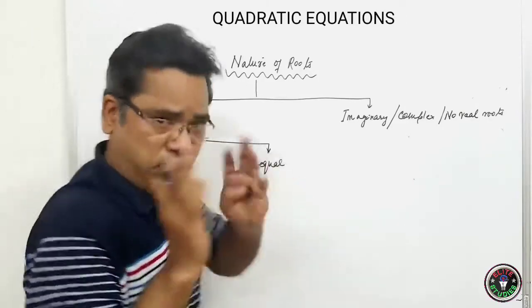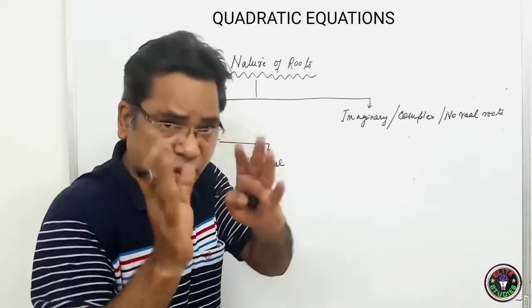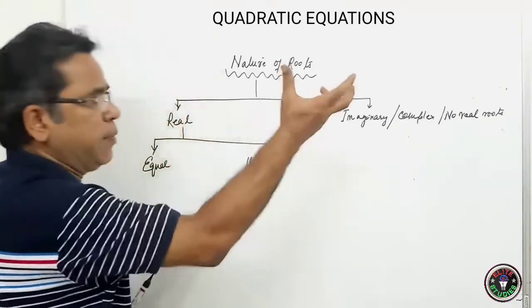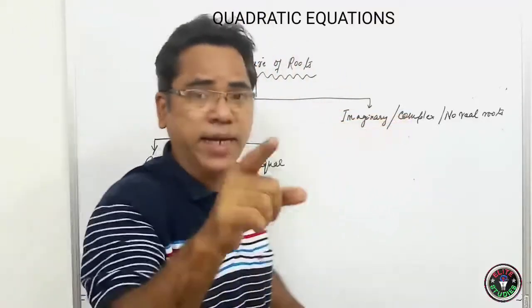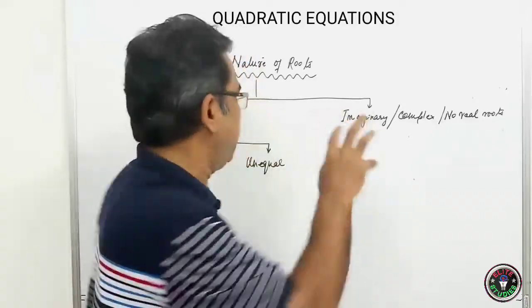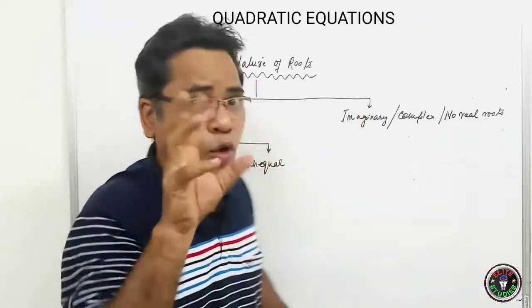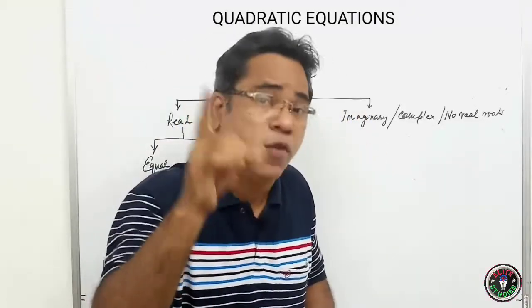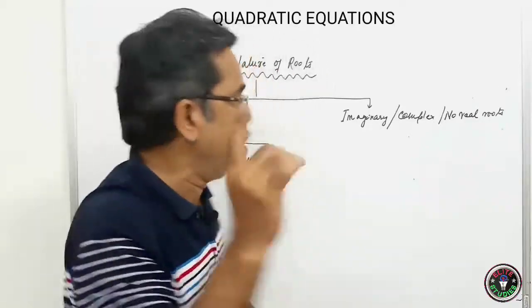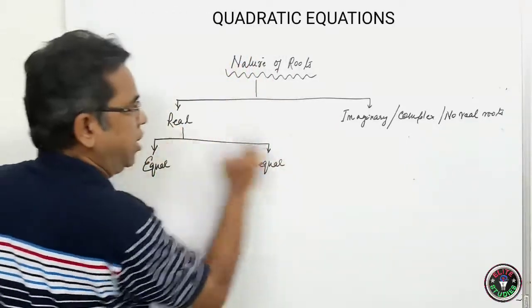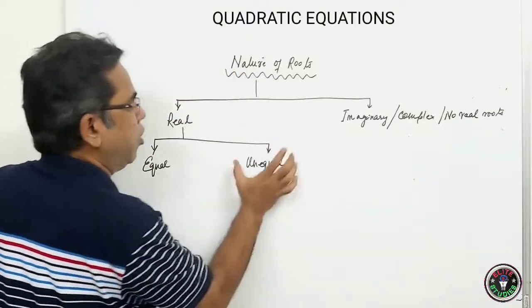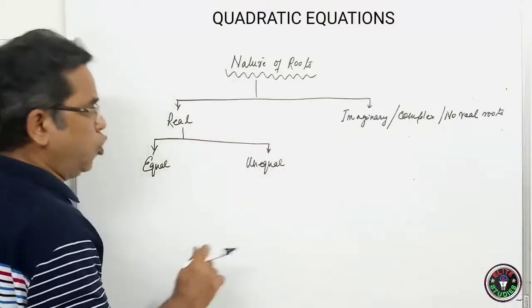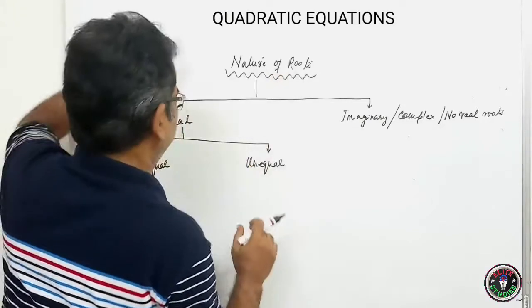So, in our questions, as far as our syllabus is concerned, questions may be asked: determine the nature of the roots without finding the roots. Mind it, in this particular concept, you need not find the roots. Without actually finding the roots, you have to determine whether the roots will be real or imaginary. If they are real, then they will ask whether the roots will be equal or unequal. So there are three categories you will get.